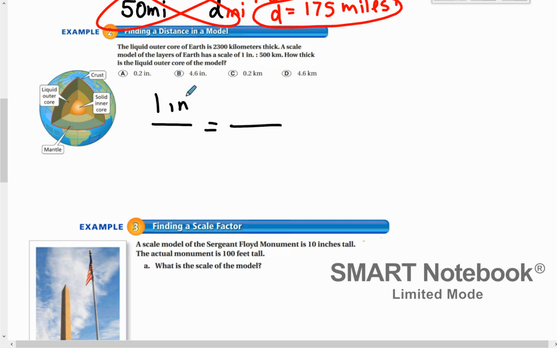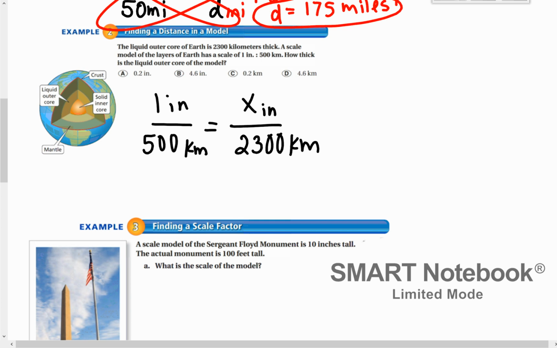All right, this left side should be the fraction for the information we were given, which would be 1 inch over 500 kilometers. Now it does not matter which one's on top or bottom as long as inches is on top over here, or kilometers is on top if kilometers is on top over there. The other piece of information we were given was 2,300 kilometers. That is going to go on the bottom of our second fraction since kilometers is on the bottom of my first fraction. And I want to know how thick that outer core of the model is, so my x is going to be x inches.